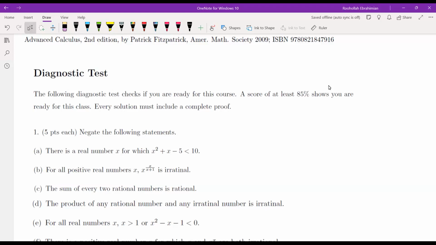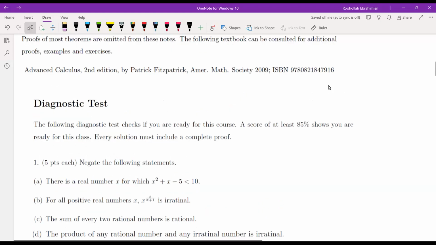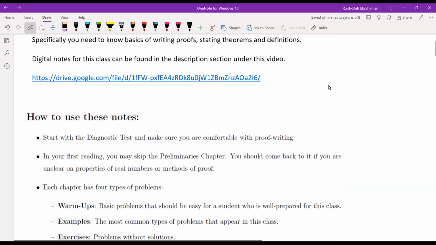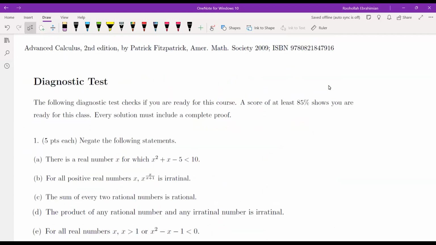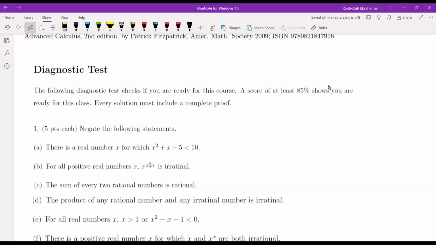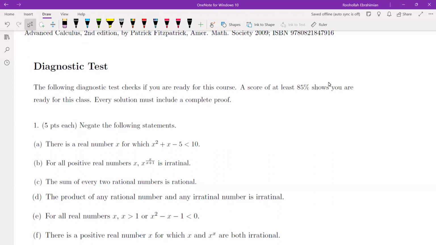Okay, so I would suggest that you pause the video at this point, go over the diagnostic test, which is inside the digital notes that I posted, and come back when you are done. Okay, welcome back. So what we're going to do now is go over the diagnostic test, and then we'll talk about some of the common errors in writing down proofs.